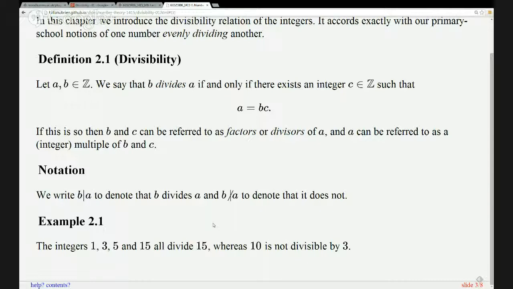Note here, every integer is divisible by itself, because you can write any integer as itself times 1. And for the same reason, every integer is divisible by 1. Straightforward.